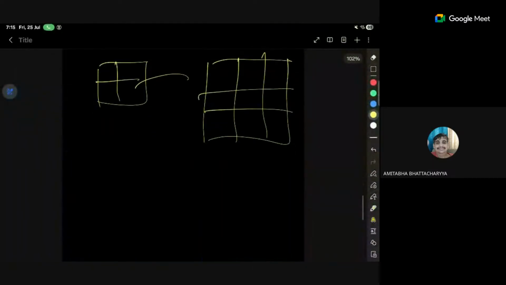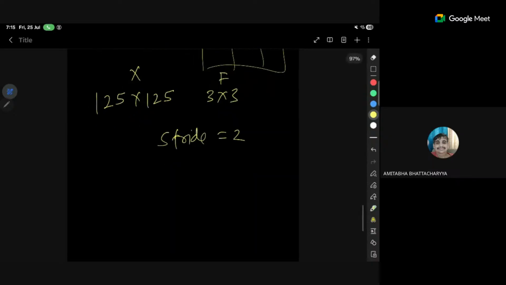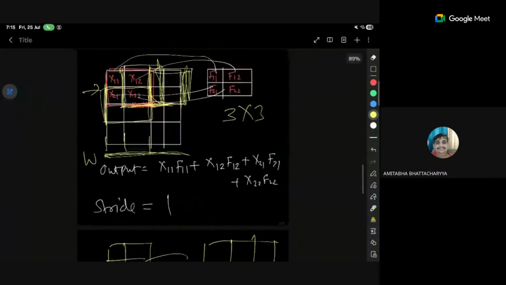So how will I know, if I have, let's say, an image of 125 cross 125, and I apply a 3 cross 3 filter, and my stride is, let's say, 2, then what I'm going to do? So the formula is something like this. You have to do this operation only.